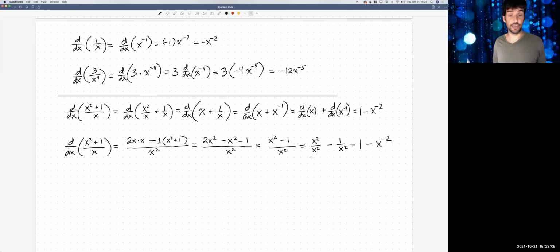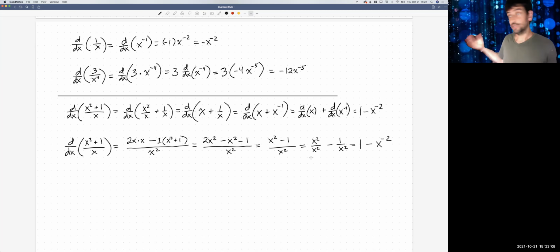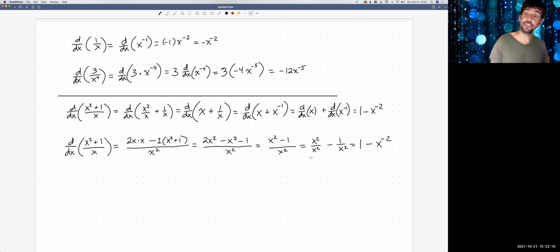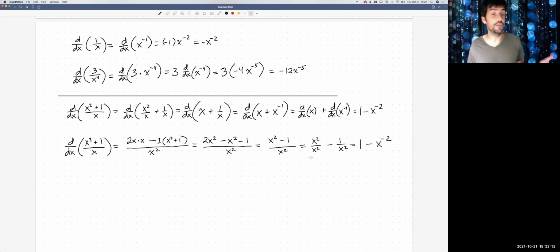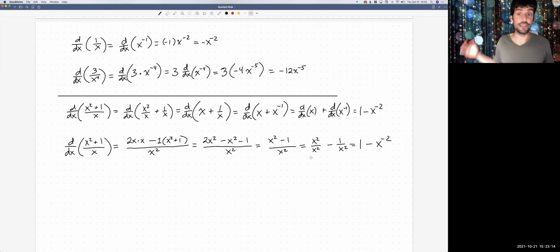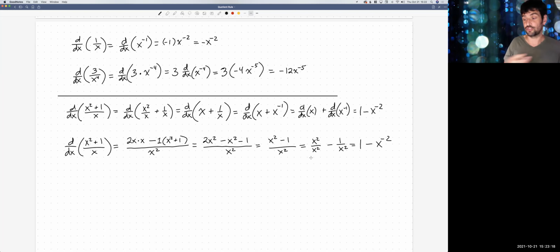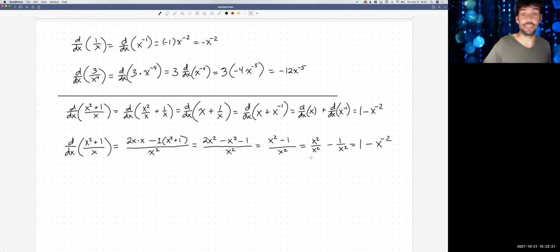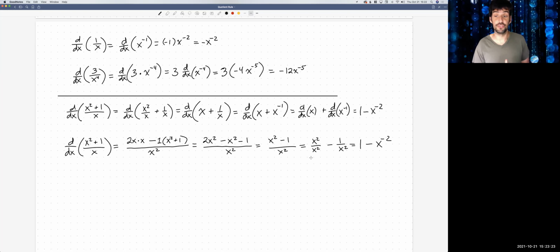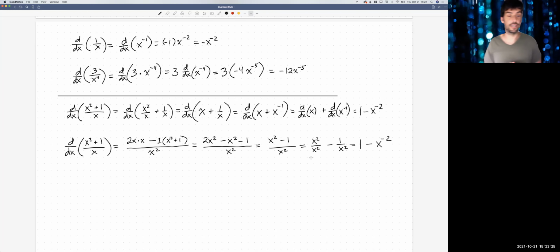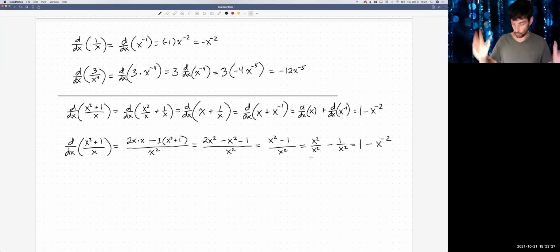If you can write your function as a quotient, you can use the quotient rule. If you can write it as a product, you can use the product rule. If you can write it as a power, you can use the power rule, and so on and so on and so on. Different ways that you write it can determine which strategy you use to take the derivative. And as we get more strategies, we'll see that we have more choices opening up in a lot of cases. Okay, more on that later.